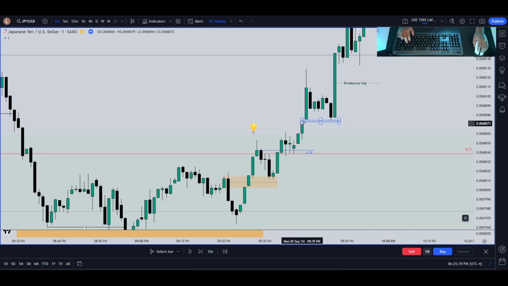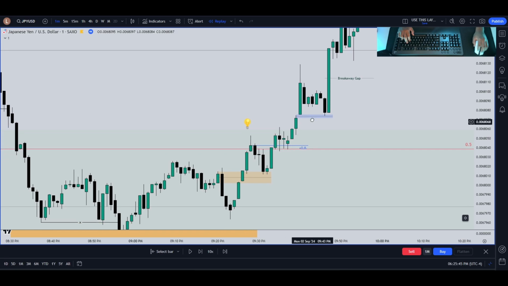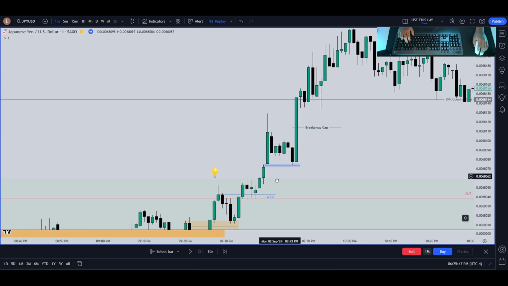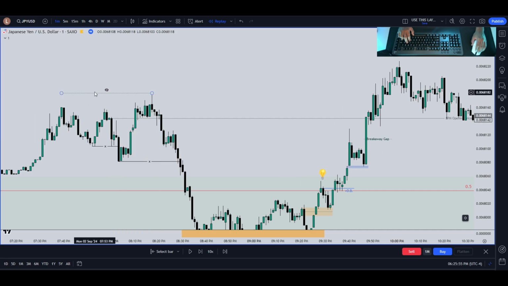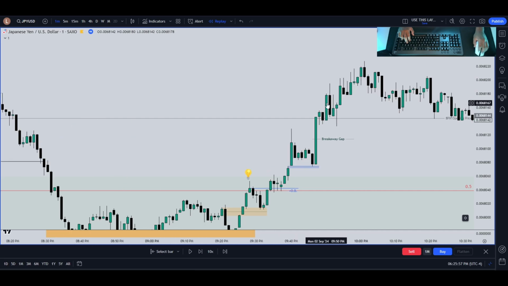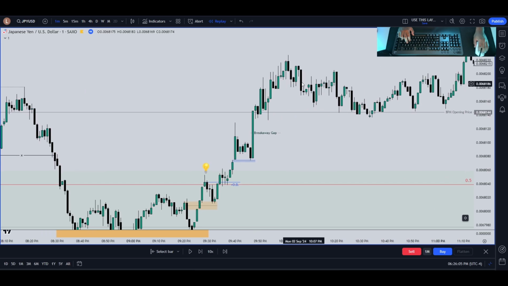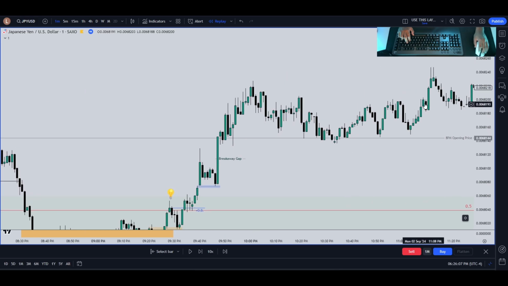We have a volume imbalance right here. Look at price respect that right at the consequent encroachment of it, and we also left some breakaway gaps in here. We have that one, this one, and then we have this major one, until price finally reaches that final terminus that we had right here, right actually within the macro. As we can see, it even reached it just a little bit, but we've ended up going even higher right to 10 o'clock. And then once 10 o'clock hit, price then started to really consolidate.